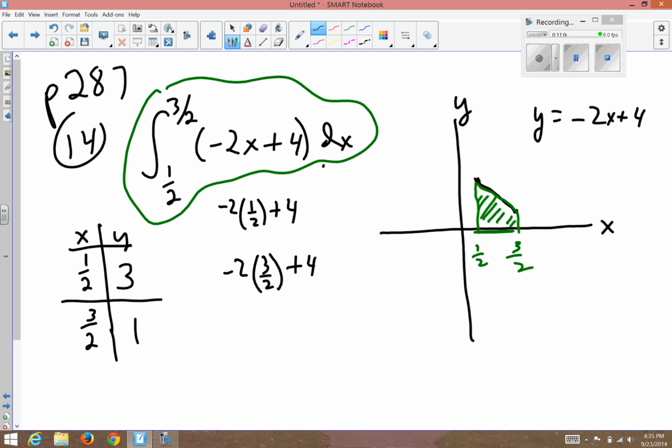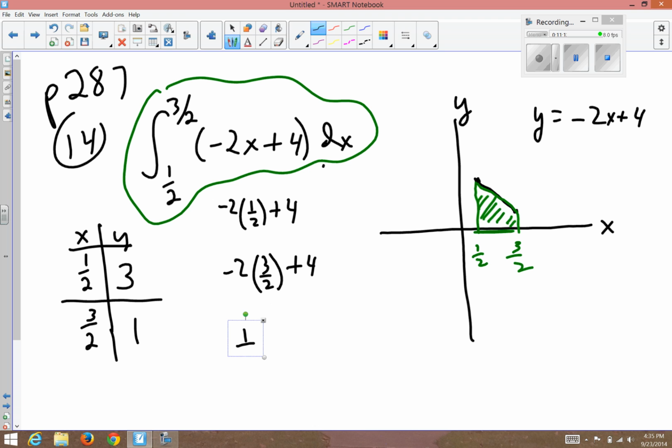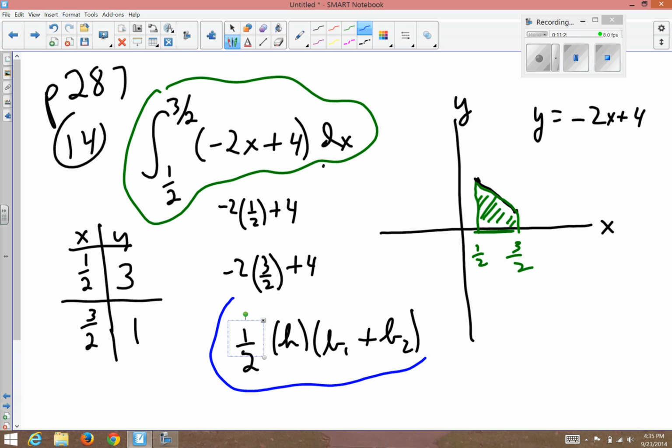Please learn that the area of a trapezoid is 1/2 the height times base 1 plus base 2. It's important to learn this. It's a big, important thing in calculus: the area of a trapezoid.